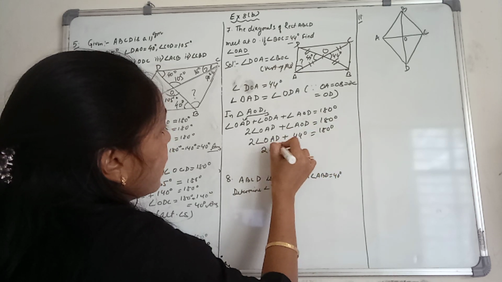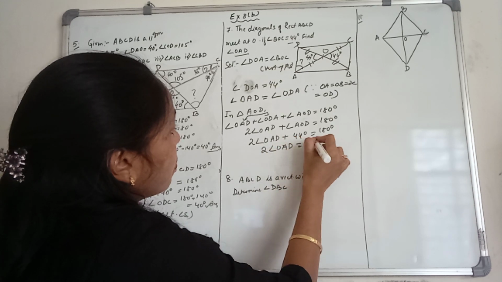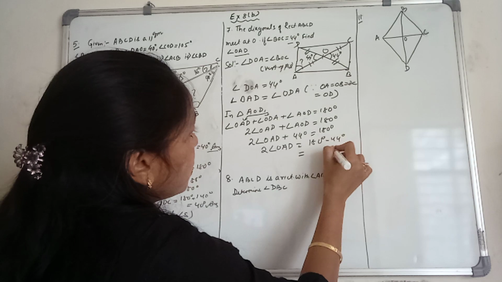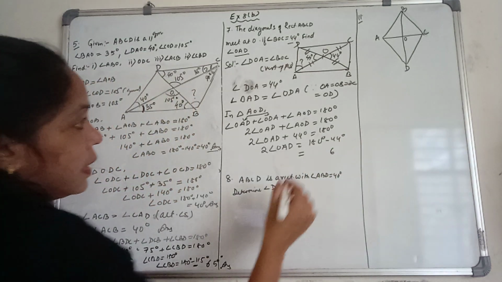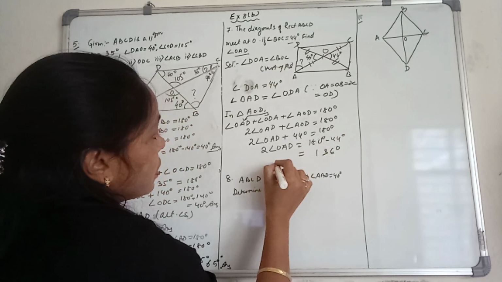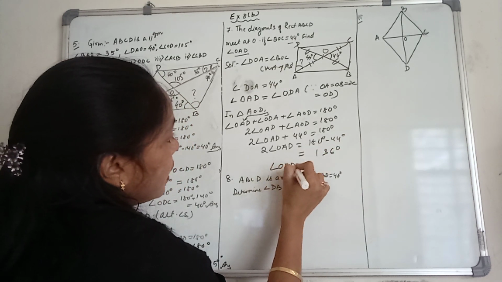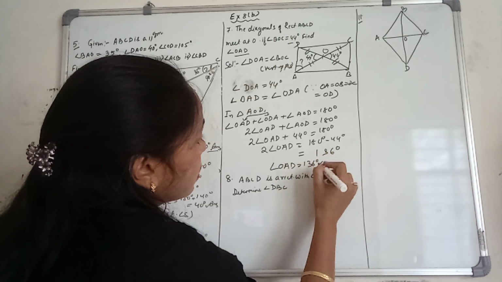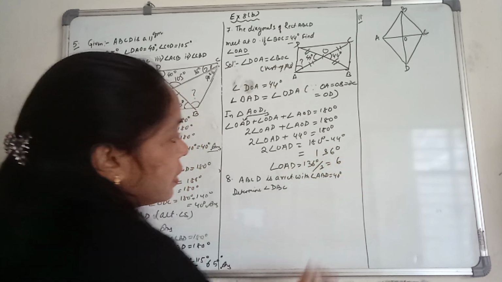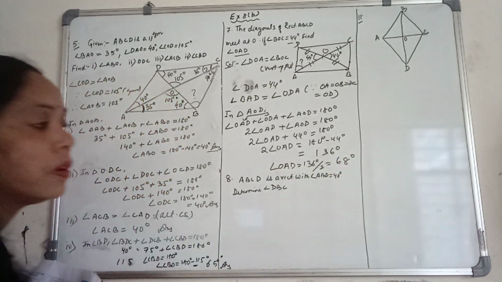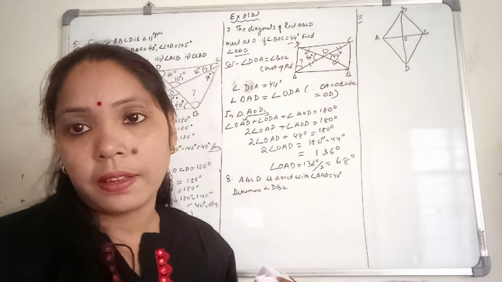So twice angle OAD is equal to 180 degree minus 44 degree, which is equal to 136 degree. So angle OAD is equal to 136 degree divided by 2, which is equal to 68 degree. So the answer is 68 degree.